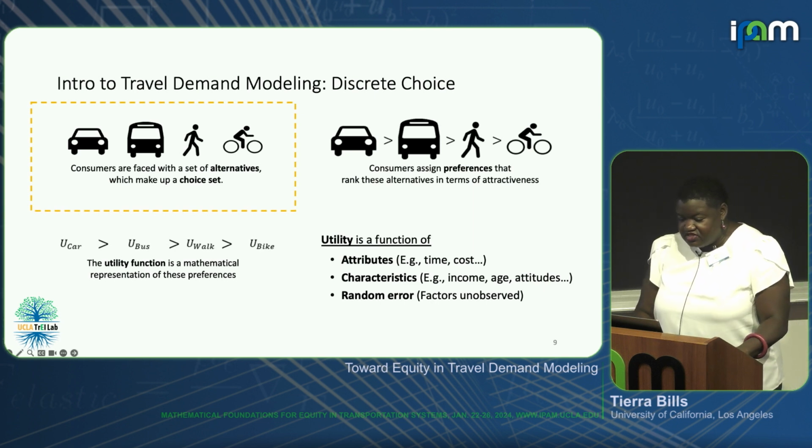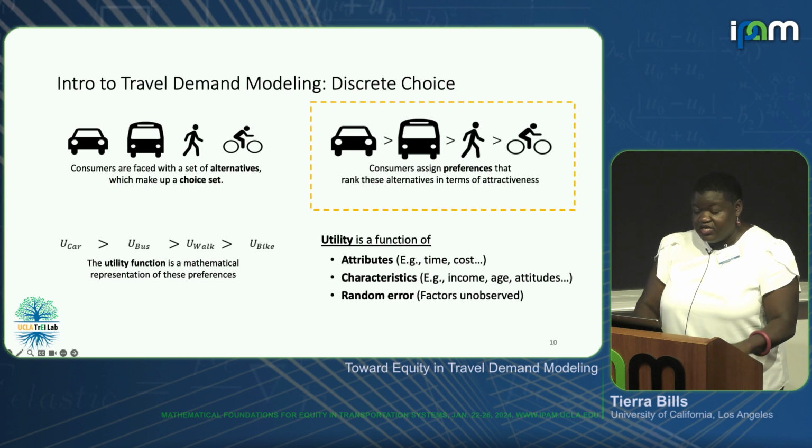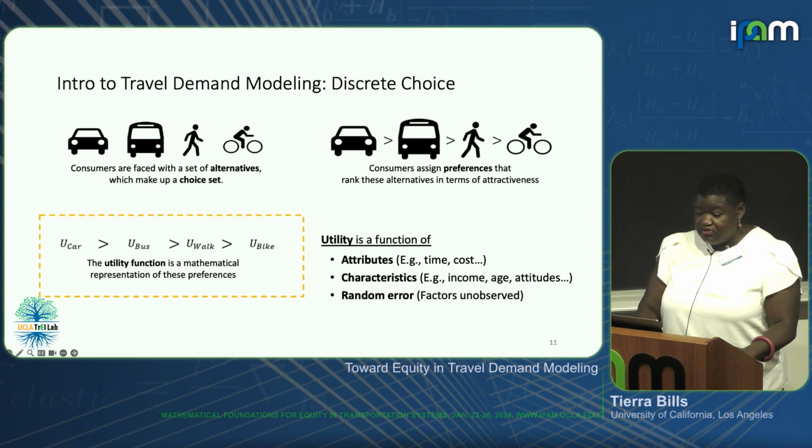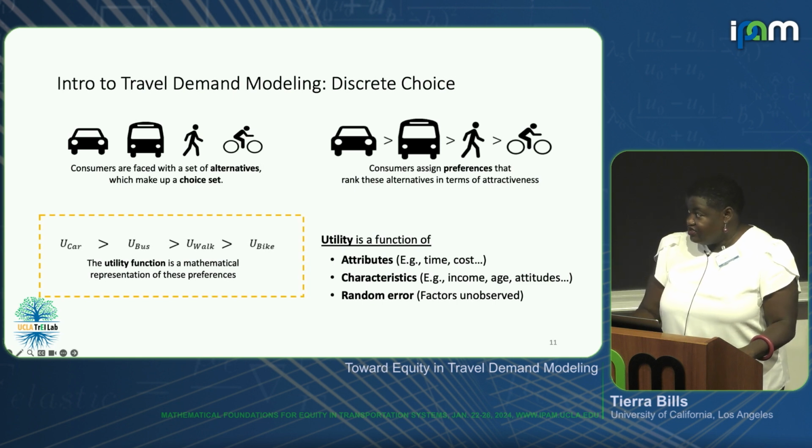So discrete choice models find their roots and foundations in consumer theory. And so the idea is that if consumers are faced with a set of alternatives, the assumption is that they will assign some benefit, some utility, to those alternatives, and they will seek to rank them according to their preferences. And we as analysts are trying to model those preferences and the preference structure using mathematical formulations of utility. And those utility functions are a function of the attributes of the alternatives.